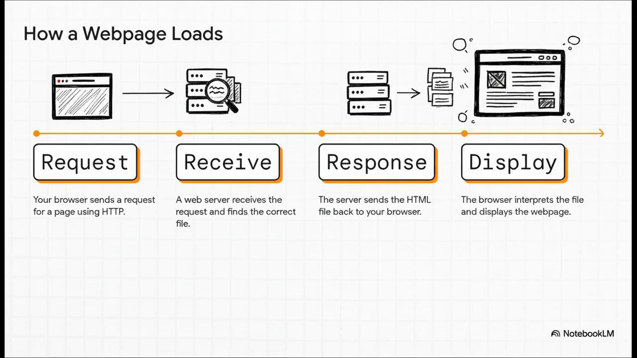A web server somewhere out there gets that request and finds the right file. Then it sends a response back to your browser, which is just that file. Finally, your browser reads all the code in that file and displays the web page for you. This whole back and forth follows a set of rules called HTTP, the Hypertext Transfer Protocol.